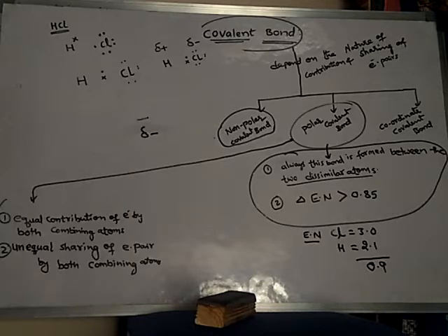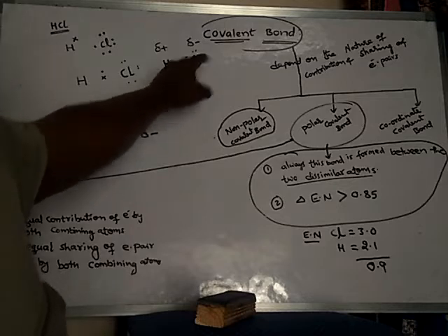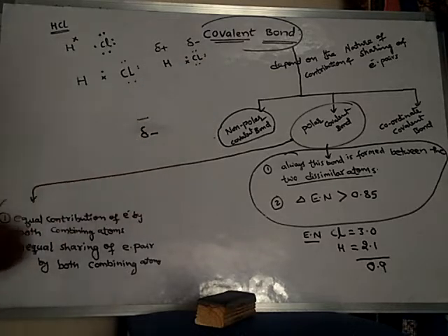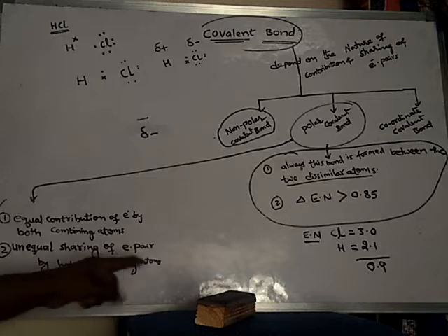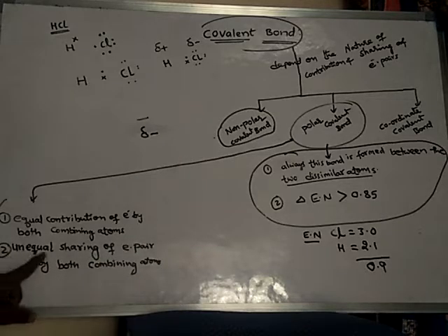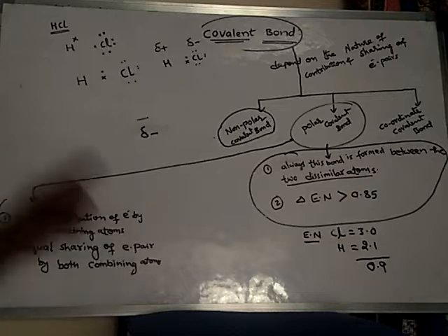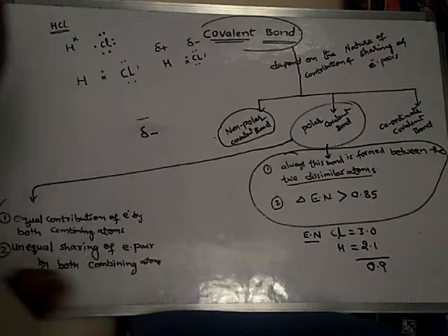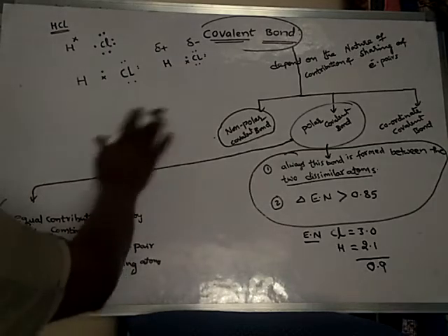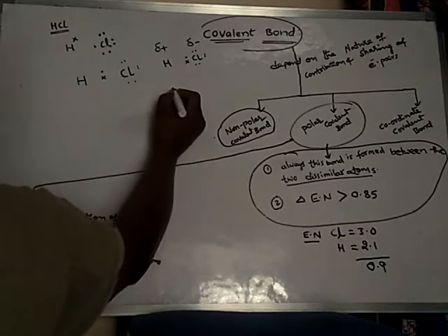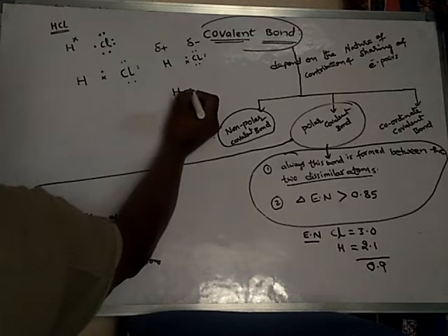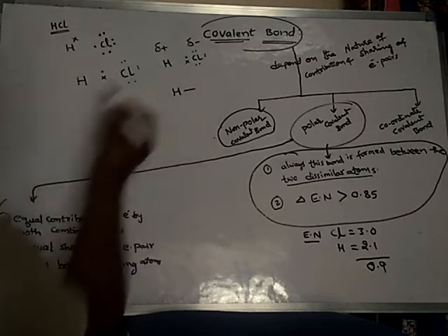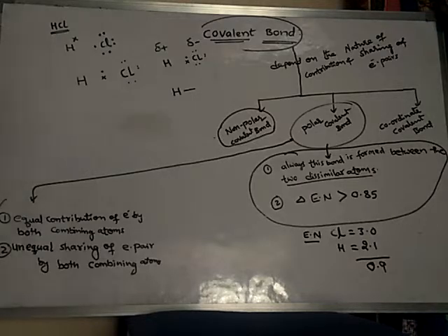Here, this electron pair is not shared equally by hydrogen and chlorine. Unequal sharing of the electron pair by both combining atoms is taking place. Hence, the bond formed between these two atoms is said to be a polar covalent bond. So how is this bond denoted? It is denoted by a single bond only, because only one pair of electrons is shared by both the atoms, but that sharing is unequal.